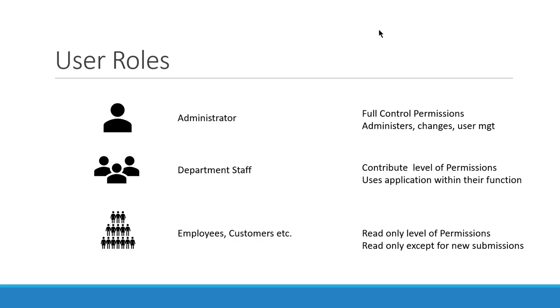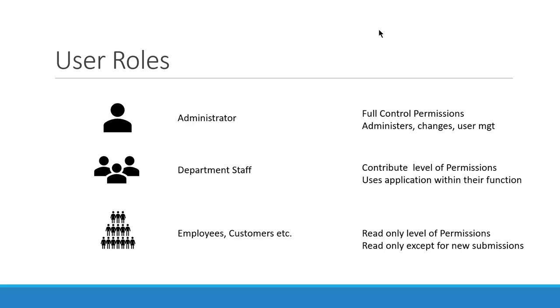The second role is department staff. This is the actual people working in the function, working in IT or HR. And they are the ones that are actually using the staff portal part of the portal. And they have a little less permissions. They can contribute. They can add documents. They can add service requests, change service requests. So they have the ability to contribute content and data into it, but they can't change the application. Okay, and so they really are using the application within their function.